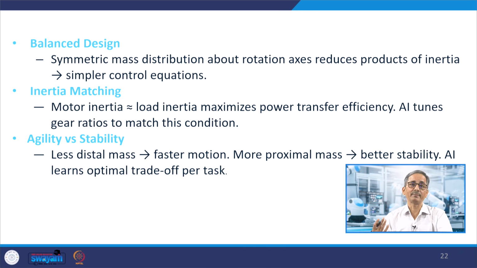Then inertia matching, that is, the motor inertia is approximately equal to the load inertia, which maximizes power transfer efficiency, and AI tunes the gear ratio to match this condition. Less distal mass means faster motion. Okay. And more proximal mass means better stability. AI learns the optimal trade-off per task.